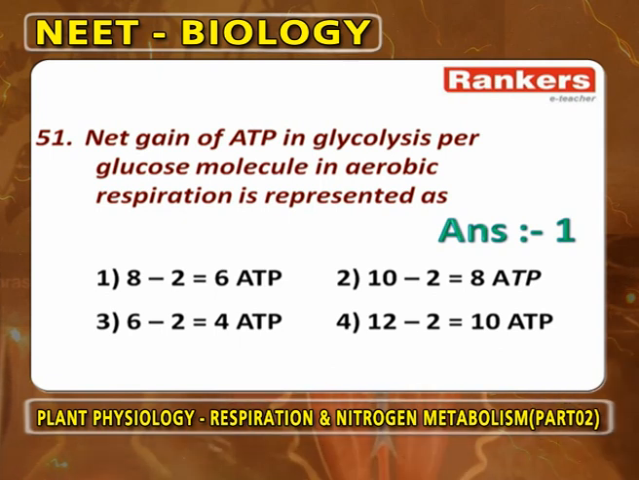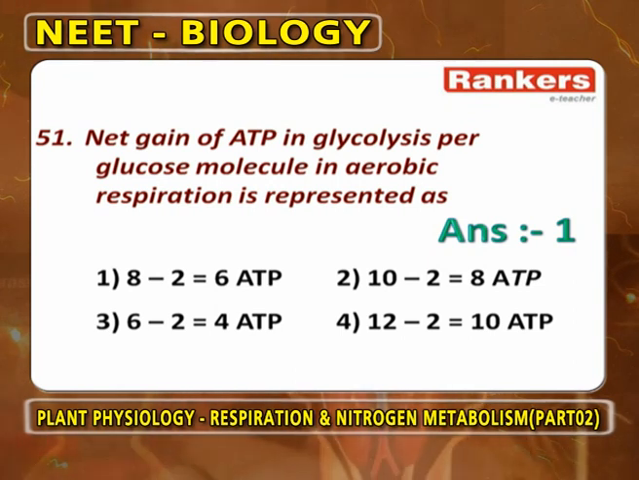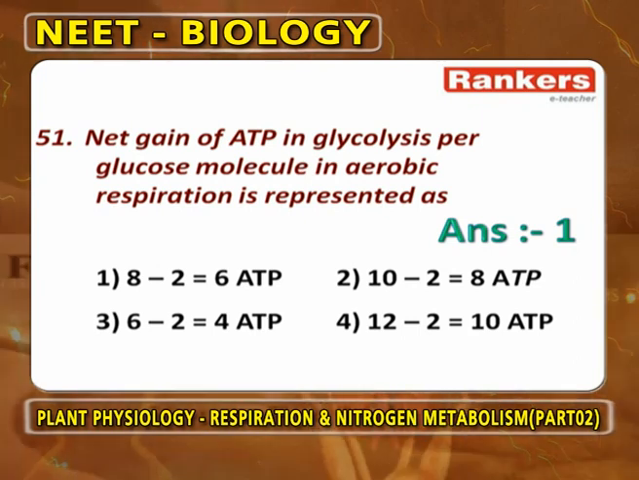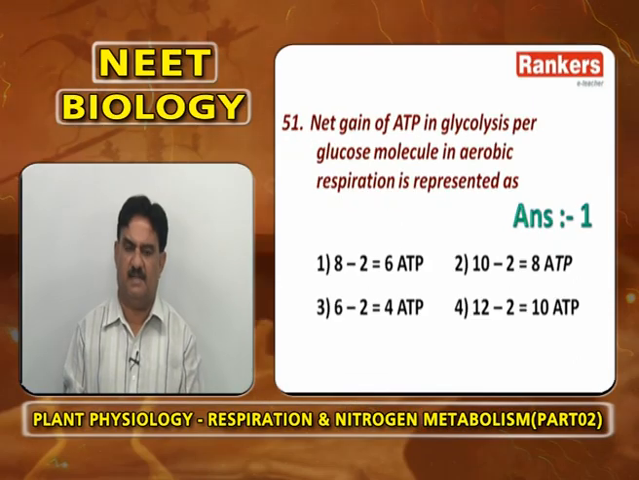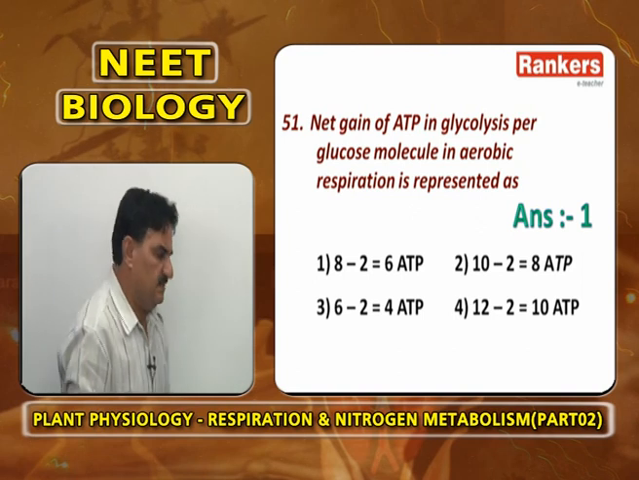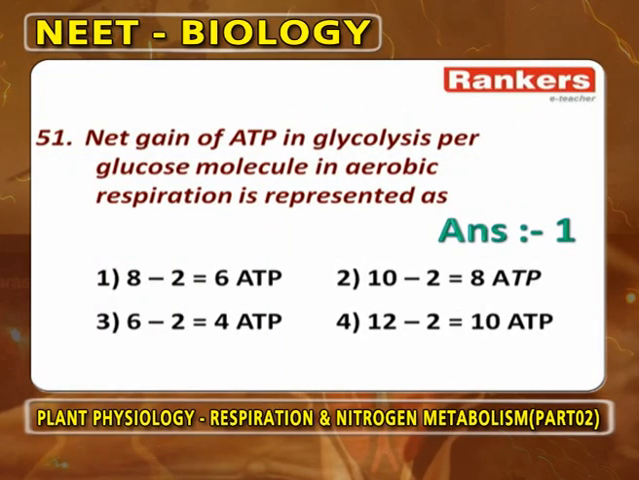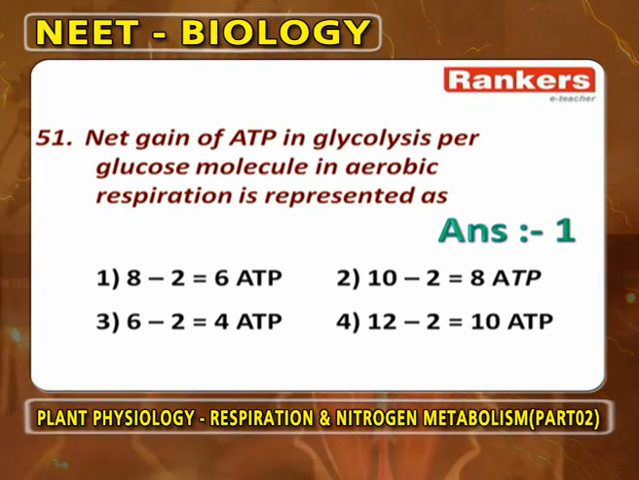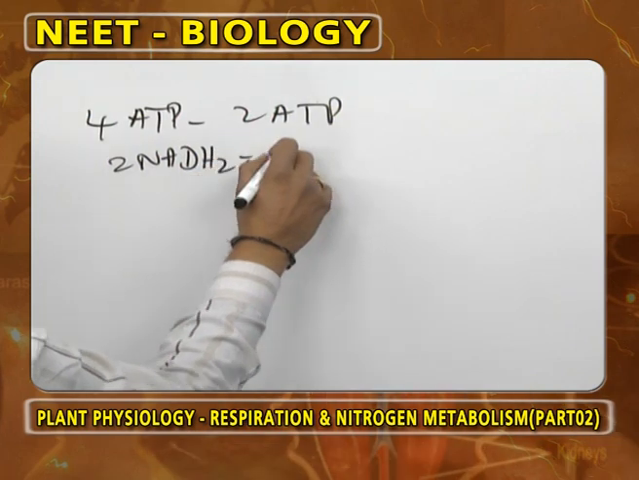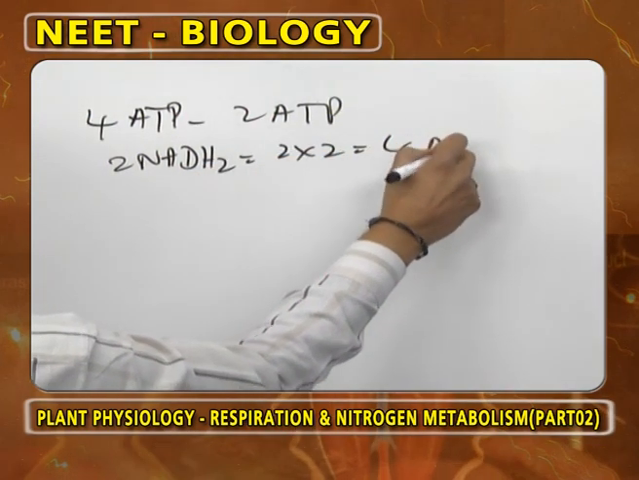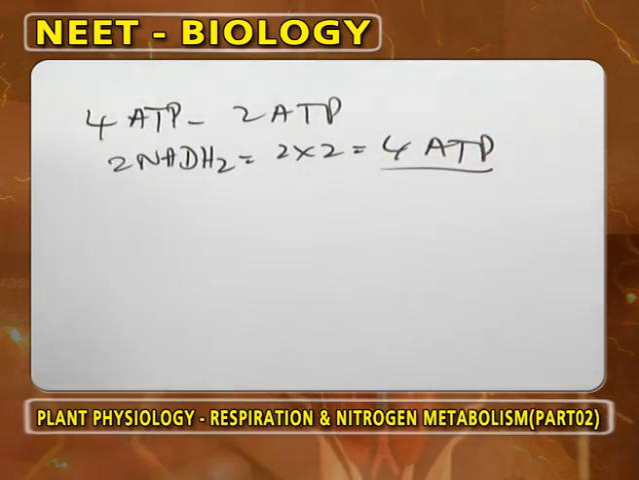Net gain of ATP in glycolysis per glucose molecule in aerobic respiration is represented as what? In aerobic respiration, in glycolysis, 4 ATP are formed, but 2 ATP are utilized and 2 NADH2 are formed. These 2 NADH2 equal 2 into 2, which is 4 ATP.